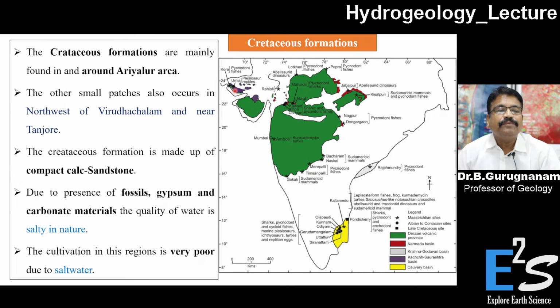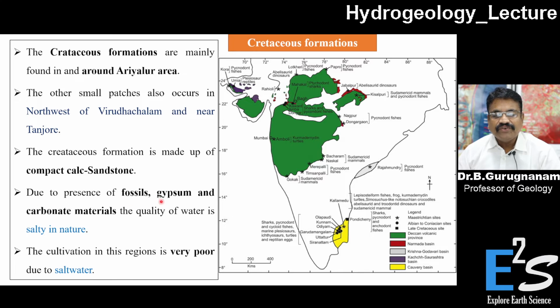The Cretaceous formations are mainly found around the Ariyalur area. So this is near Ariyalur. This is the location of the Ariyalur region. The other small patches also occur in the northwest and near Tanjavur. All the places which I have cited are located here. So this is the region. The Cretaceous formation is made up of compact calcareous sandstone. This is the major rock type in this area. Of course, limestone is also found in this area.